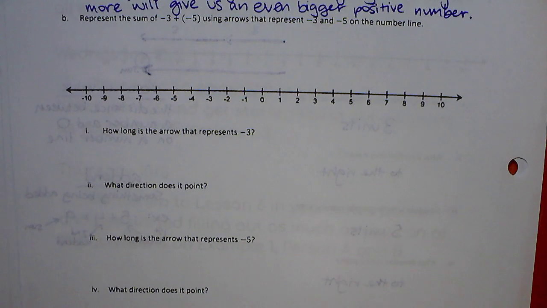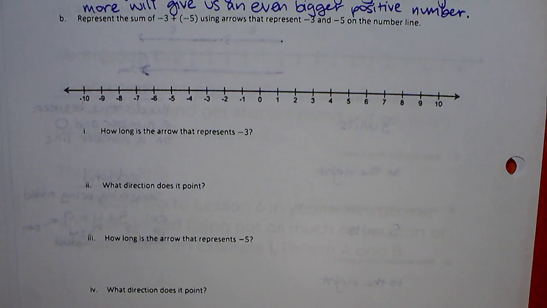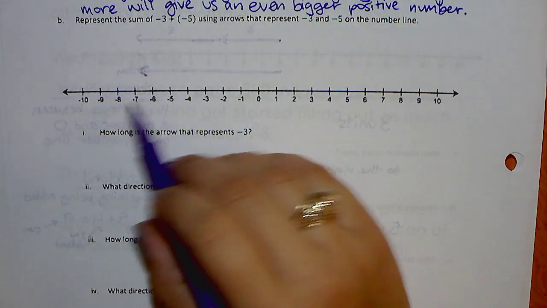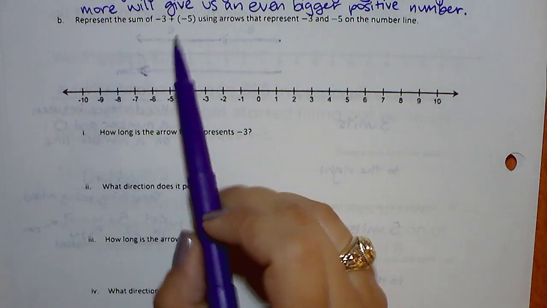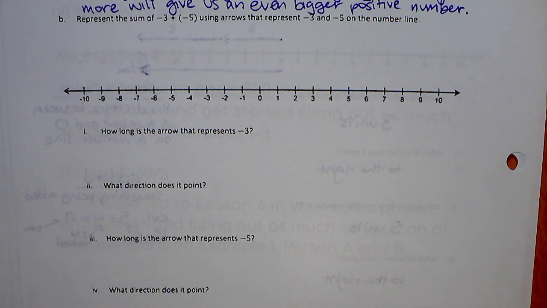All right, I want you to try part B on your own. You're representing the sum of -3 plus -5 using arrows that represent -3 and -5. So just like we've been doing, except now you're adding -3 and -5, and I want you to answer the questions to the best of your ability.